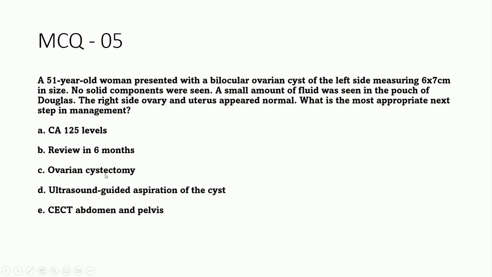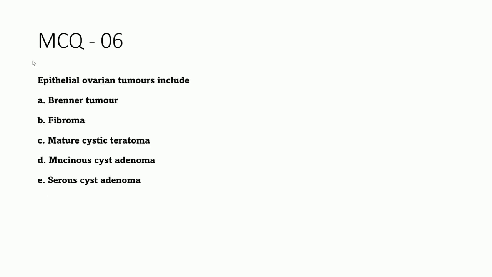Ovarian cystectomy we can't do, because we have to investigate further; we have some investigation methods to investigate further. Aspiration anyway is false. CT abdomen only after the CA125 level. So the answer is CA125 level. Okay, any questions, ask me.